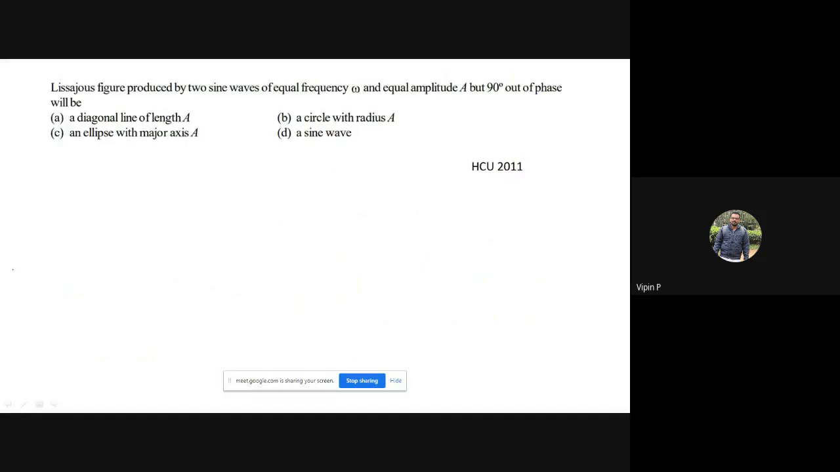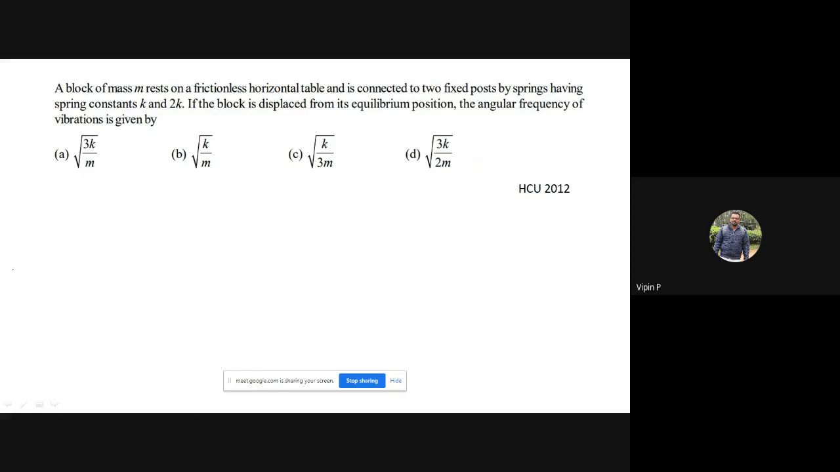Now look at one more question. This has a figure we haven't discussed, so we'll discuss later. Now look at this question. This will be the last question for the day, and then we will meet on the 13th.